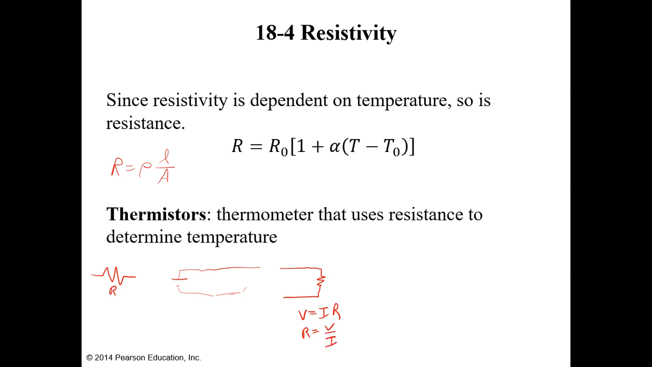Now, we know what the resistance should be. The resistance should be R naught. But if the temperature changes, then that's going to change the resistance. And so you can find out the new resistance. And by knowing the new resistance, you can find out what that change in temperature is. And thus, the computer just calculates what is the temperature outside. That's how a thermistor works.